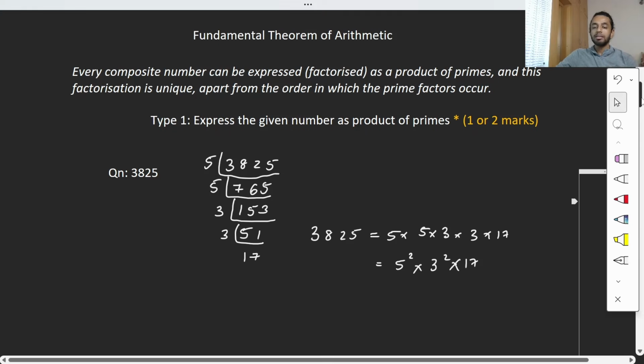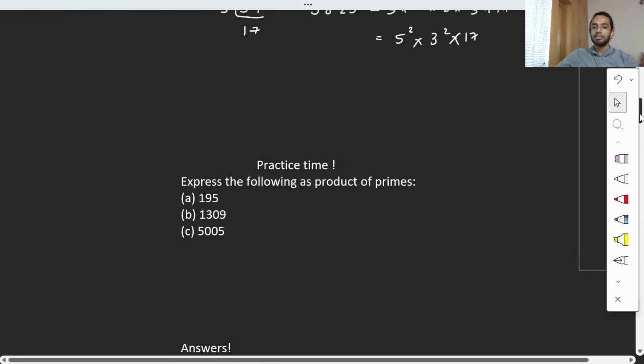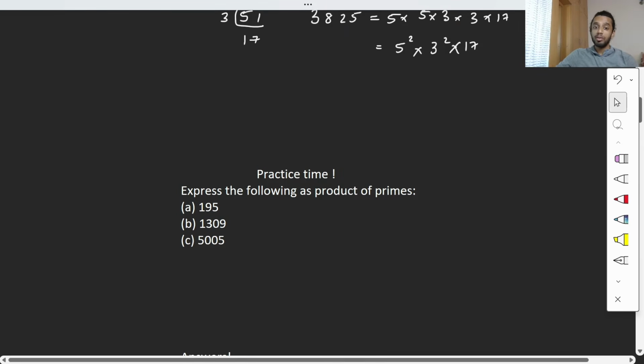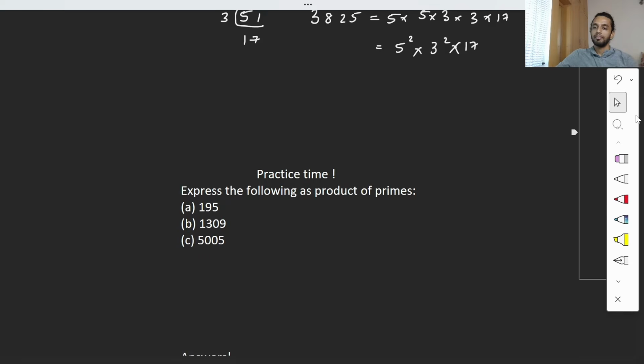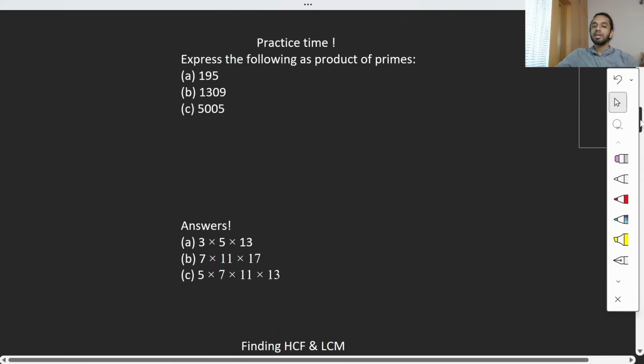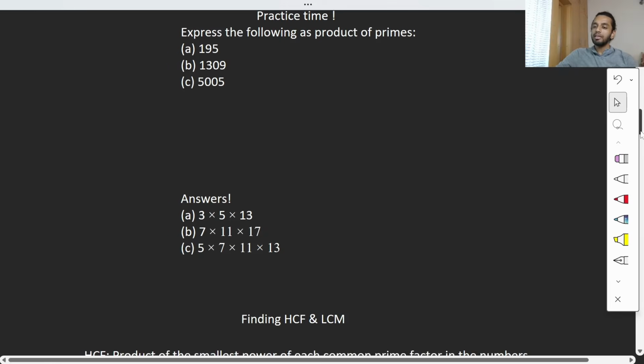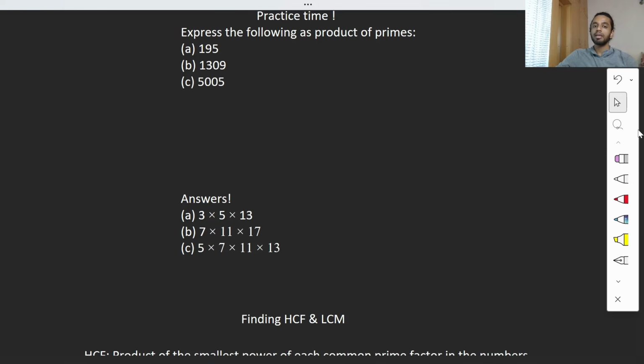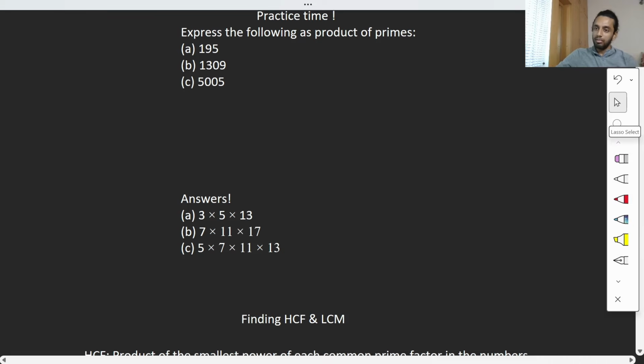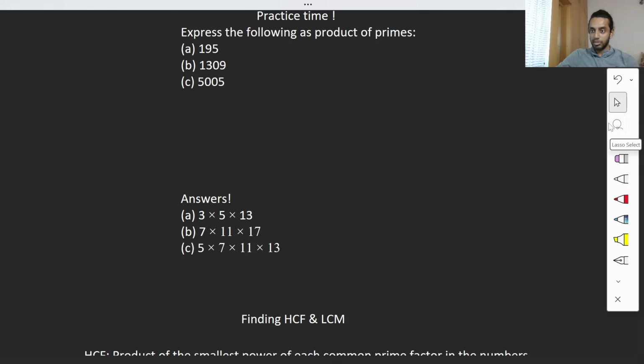Having said that, it is time for some practice. You may pause the video and try to solve these 3 questions, and please check the answers by pausing the video. As you are solving these questions, if you have any difficulty in understanding what number will divide a particular number, then we need to recall the concept of divisibility tests, about which I have made a separate video, which is also given in the description.